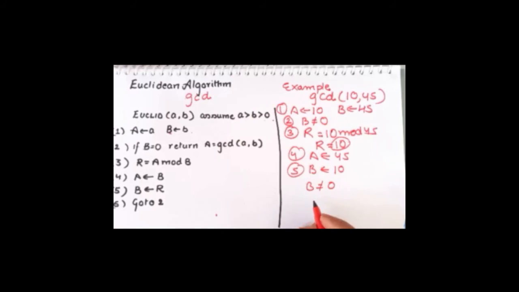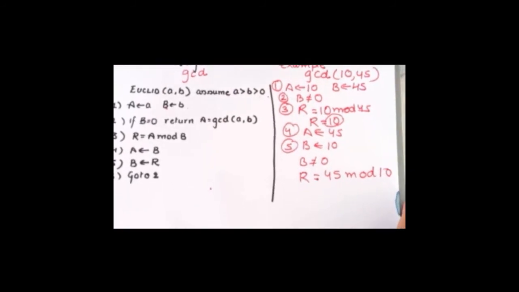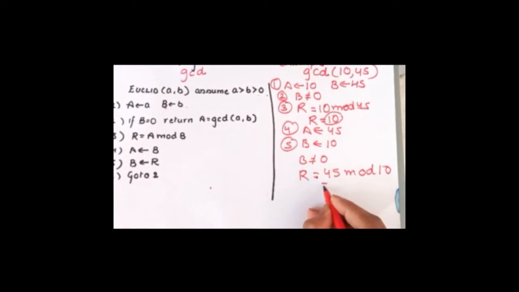So I'll be moving ahead and finding out R is equal to A mod B. My A is now 45 and my B is 10. 45 mod 10, when you divide 45 by 10, what is the remainder that you get? You get remainder as 5. Okay, moving ahead, I'll be allocating the value of B to A, which is 10. I'll be allocating R to B, which is 5. Now my A is 10, my B is 5.